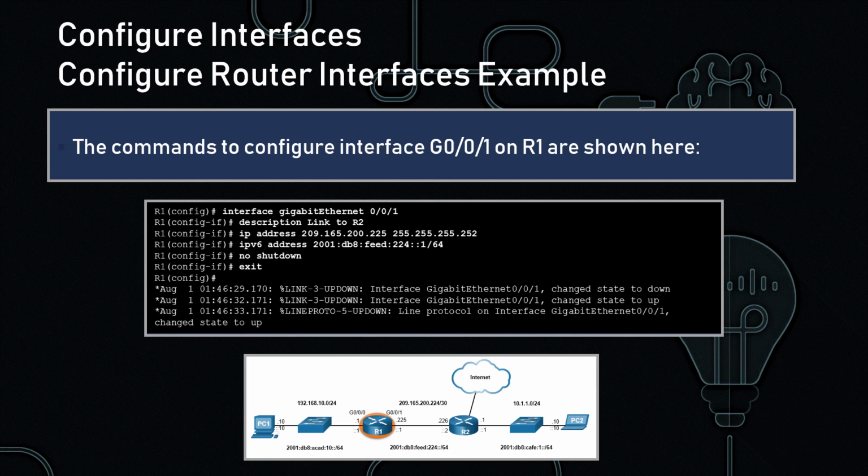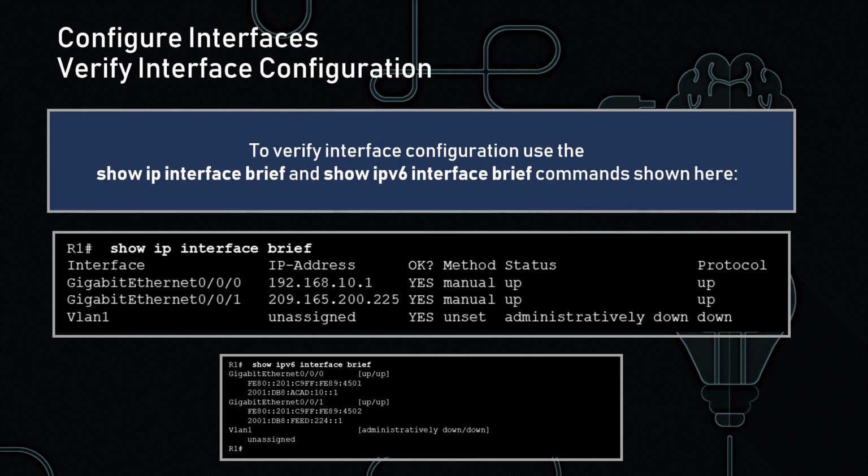And then here we see the G0/0/1. So we see a little bit of difference here. We changed the description. Obviously, it has a different IP address and an IPv6 address. To verify our configuration, we're going to use show ip interface brief and show ipv6 interface brief. So the top one is IPv4. We can see that they're configured correctly. We can see our IP addresses. We see that they're both set in up status, whereas our VLAN is down because we didn't work with it. Then IPv6, we see the same thing. It's just abbreviated a little bit differently because of the addresses being longer.